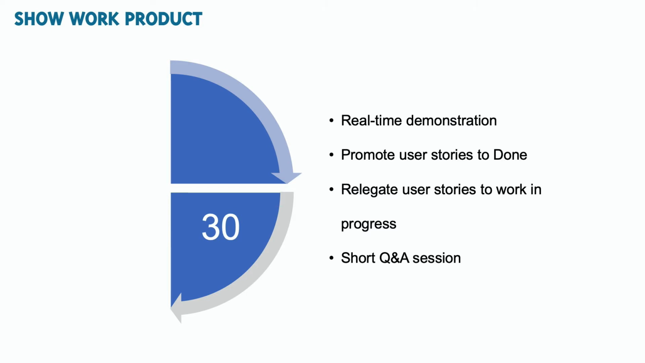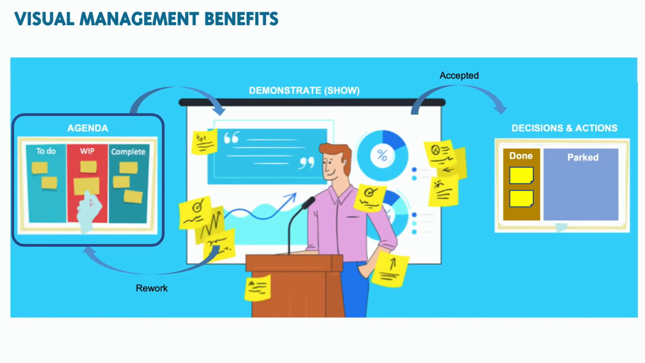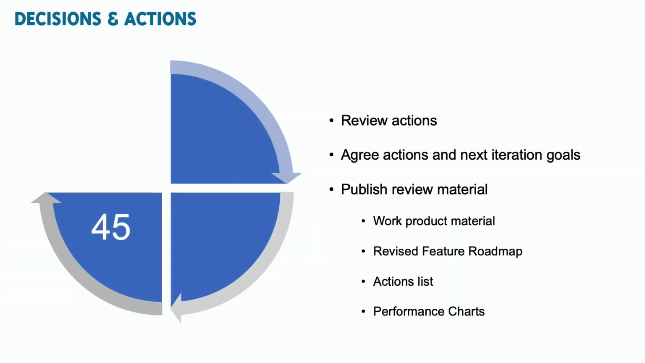The second section of the stakeholder review makes the most of visual management aids to show the performance of the Agile team. By presenting the Agile team's activity board, they can visually show user stories being promoted to the done status or relegated back to the work in progress status based on direct stakeholder feedback. The third and final section of the stakeholder review should agree actions and the definition of the next iteration goals.